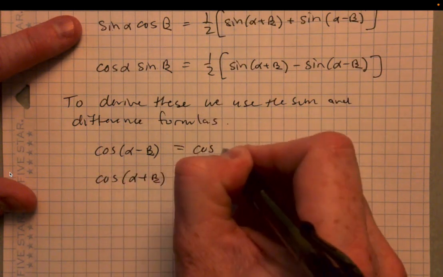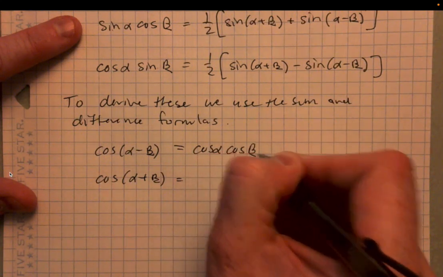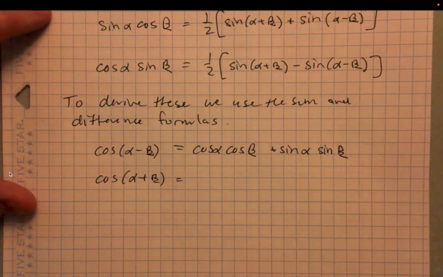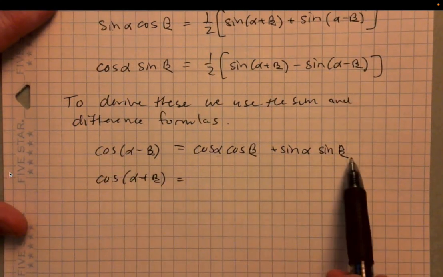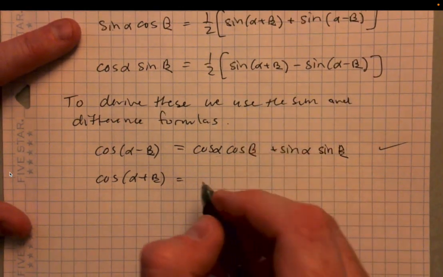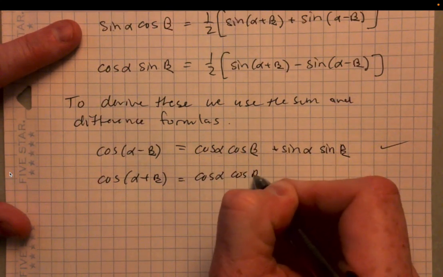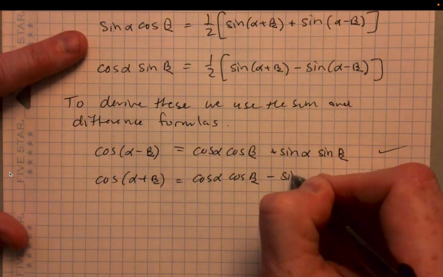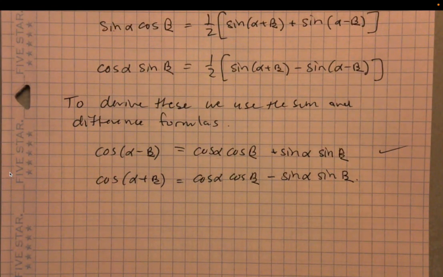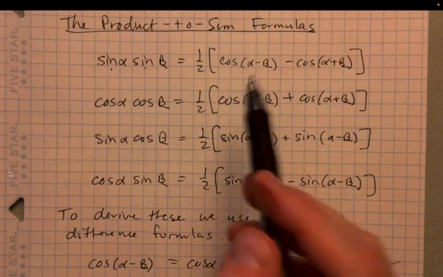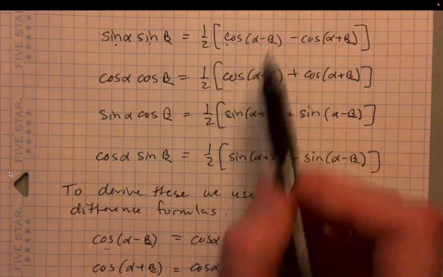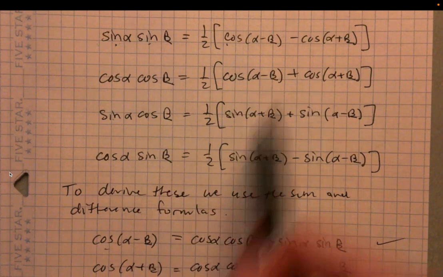So I have cos alpha minus beta equals cos alpha cos beta plus sine alpha sine beta. Now remember, I'm just going back to my previous lecture notes and grabbing these formulas. These are from the previous lecture. And cos alpha plus beta was cos alpha cos beta minus sine alpha sine beta. All right. Now you can see, if you look at this, that this part here is probably this, and this part here, this cos alpha plus beta, is probably this.